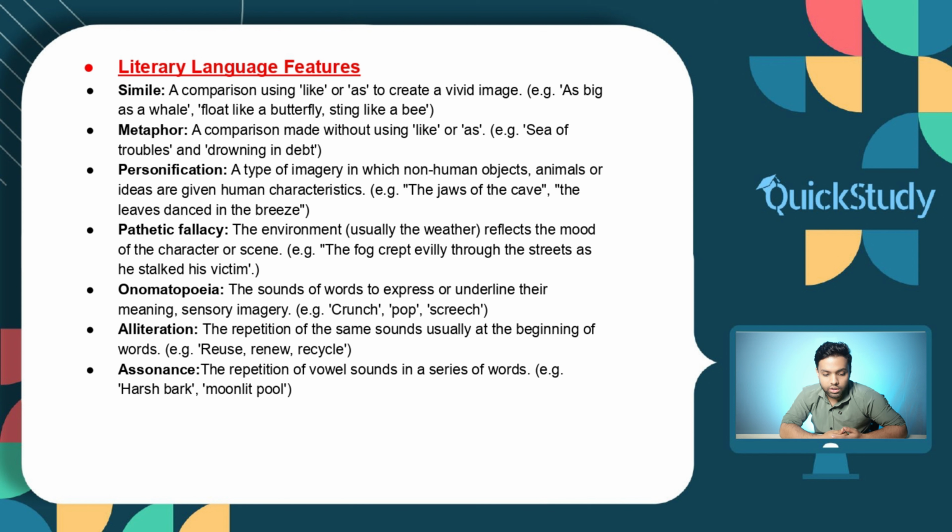So assonance, on the other hand, the repetition of vowel sounds in a series of words. For example, harsh, bark, moonlit, pool. So it is basically similar sounding words used repeatedly. So we have already learned about these things. So this would be a good revision for this.